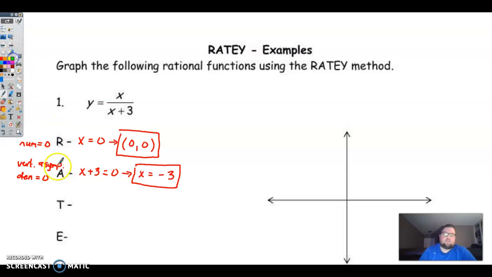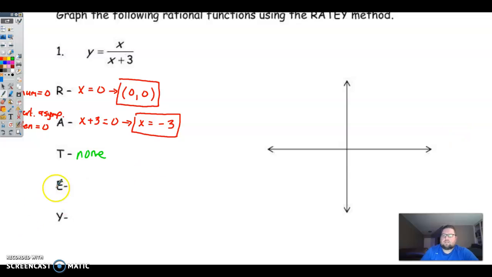T stands for togetherness. Togetherness is when both curves are right next to each other. If you remember from our lesson yesterday, they were mostly two separate curves like this. Togetherness means there are two curves right next to each other like this. This only happens when you have a perfect square in the denominator. So if this had parentheses around it with a squared, that would be togetherness. But there is no square here, so we just write none. There is no togetherness.